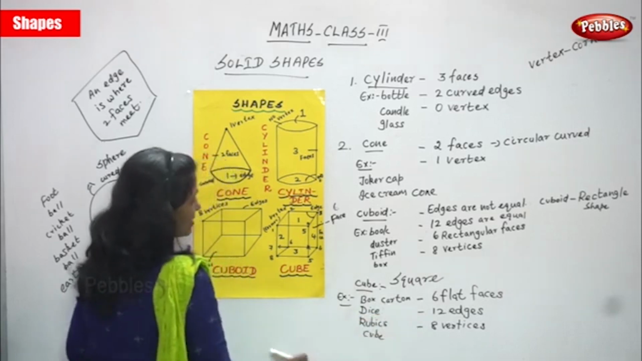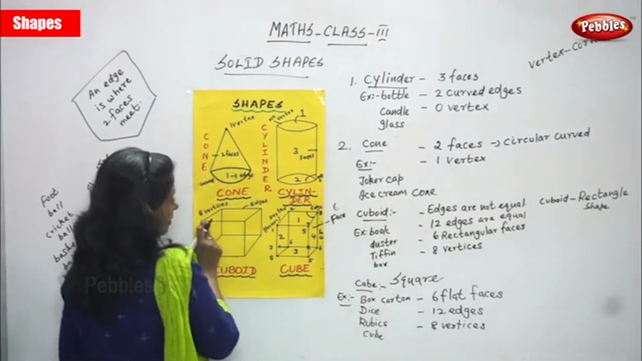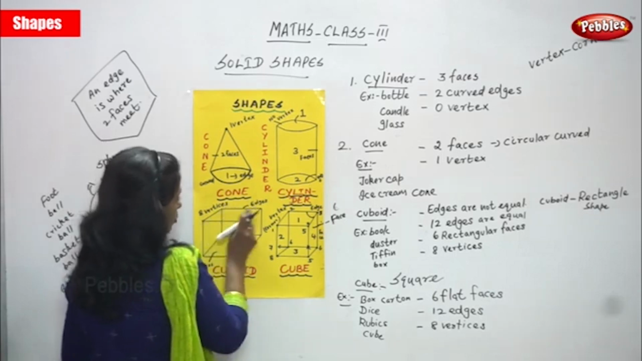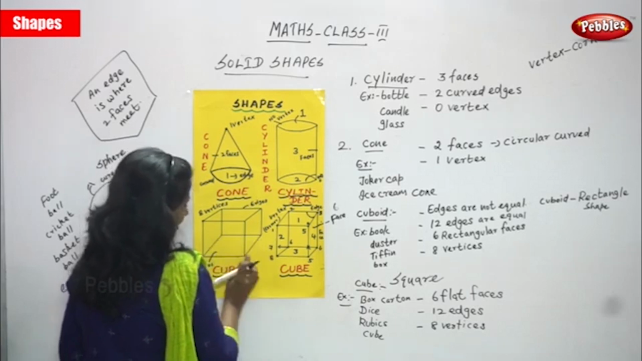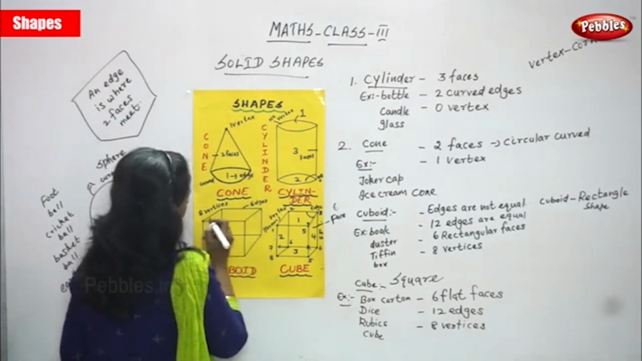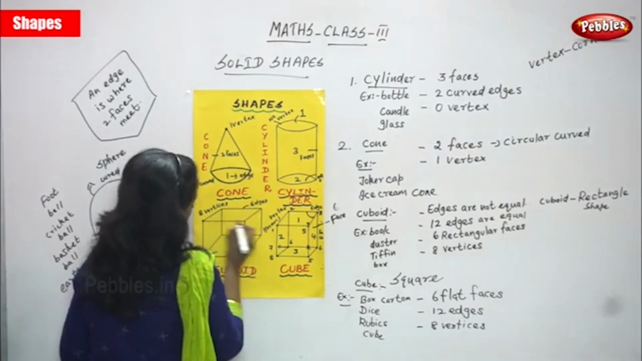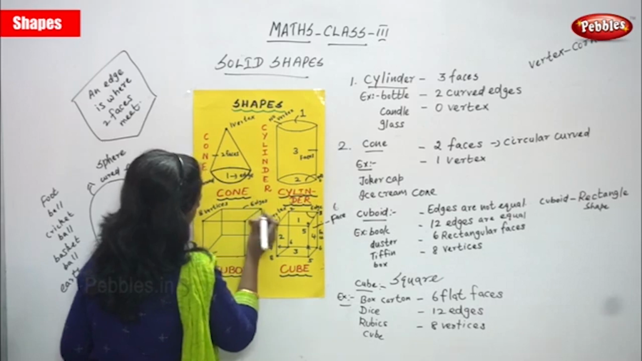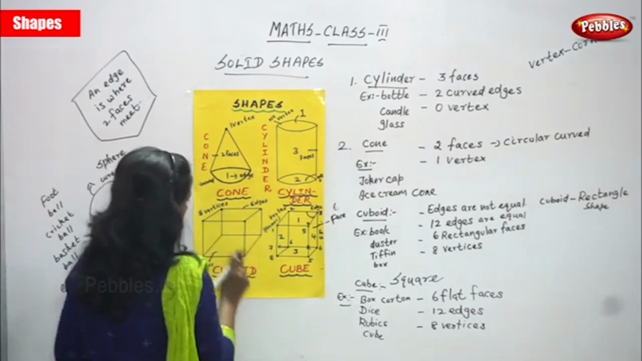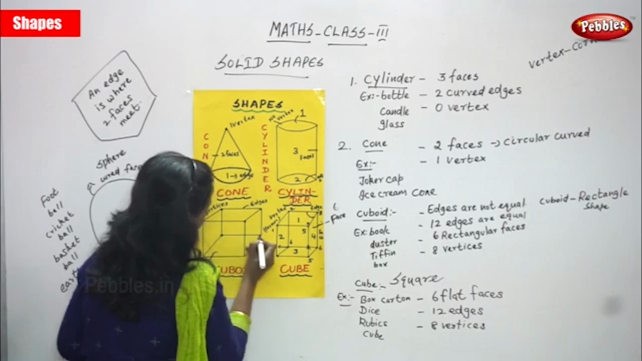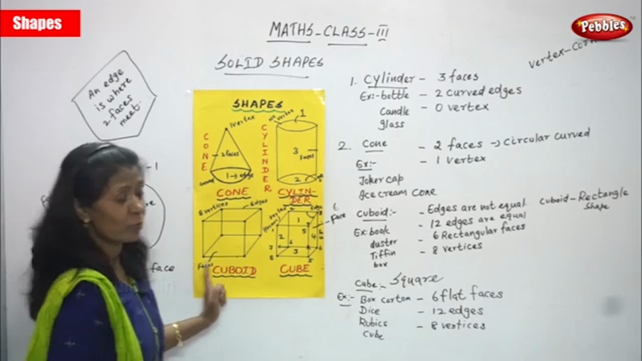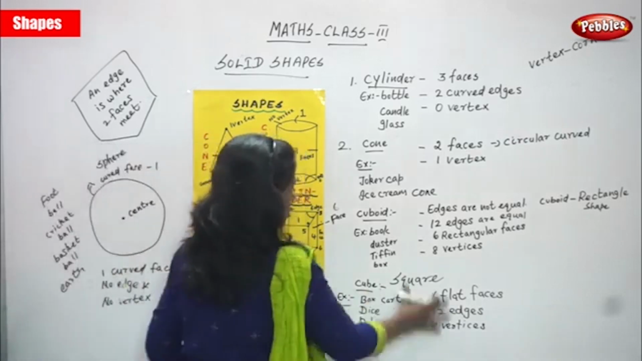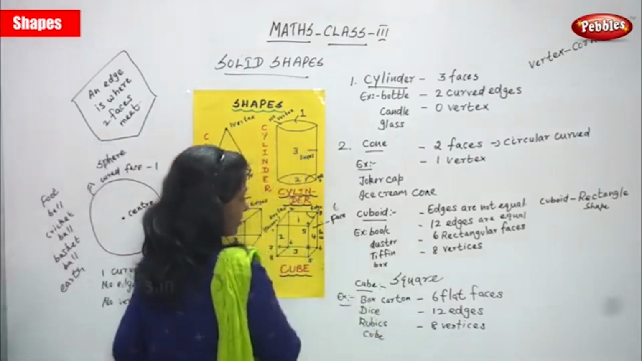And how many vertices? You just count, 8. So 1 and 2, 3, 4, and again 5, 6, 7 and 8. Look at this, 1, 2, 3 and 4. So 4 corners, and 5 and 6, 7 and 8. So 8 vertices, that is called 8 corners. I think you understand the cube. A cube is always based on the square.